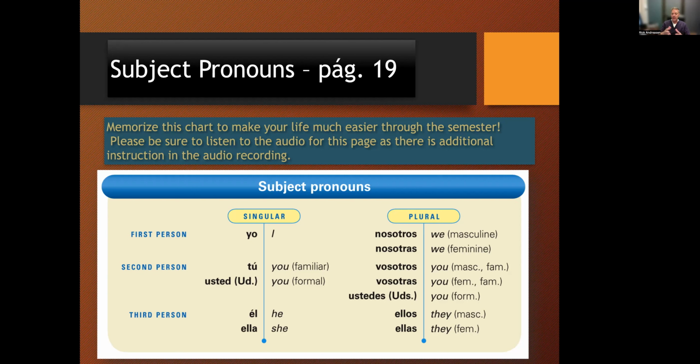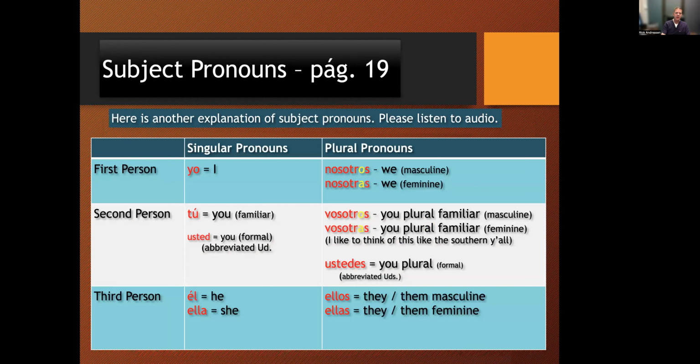Yo, tú, usted, él, ella, nosotros, nosotras, vosotros, vosotras, ustedes, ellos, and ellas. Okay, just another way of looking at it again. Same thing. First person, second person, third person, singular, and plural. So let's go and repeat these one more time.